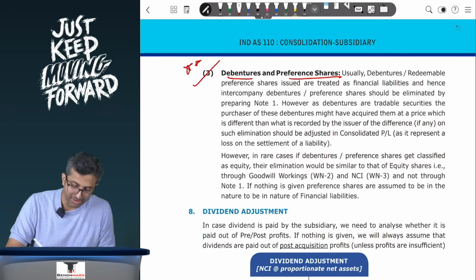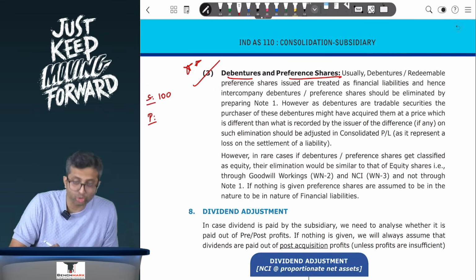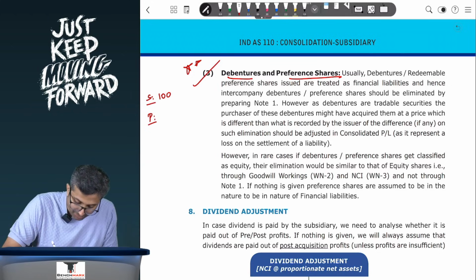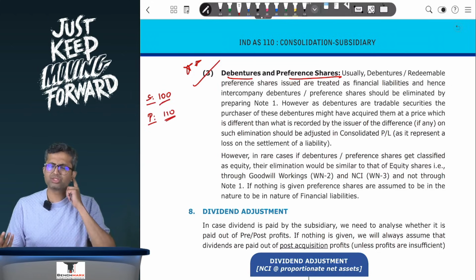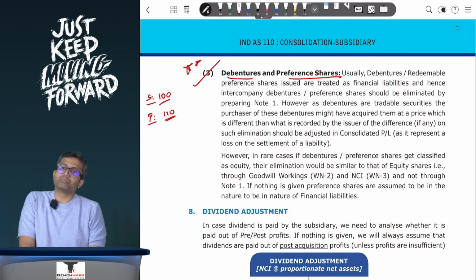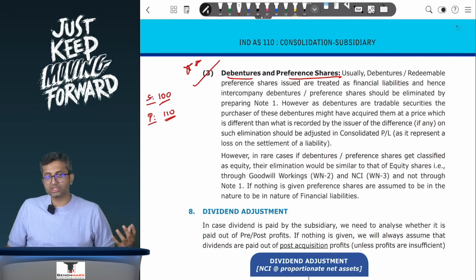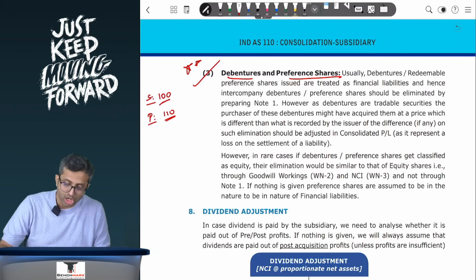But when you look at debentures, it is possible that the subsidiary has issued debentures worth 100 rupees. The parent did not subscribe to those debentures initially, but later purchased them from the market at 110. Now, these debentures appear as investments in the books of the parent at 110, and as payable in the books of the subsidiary at 100. When I consolidate, this is intercompany and hence I'll need to eliminate.